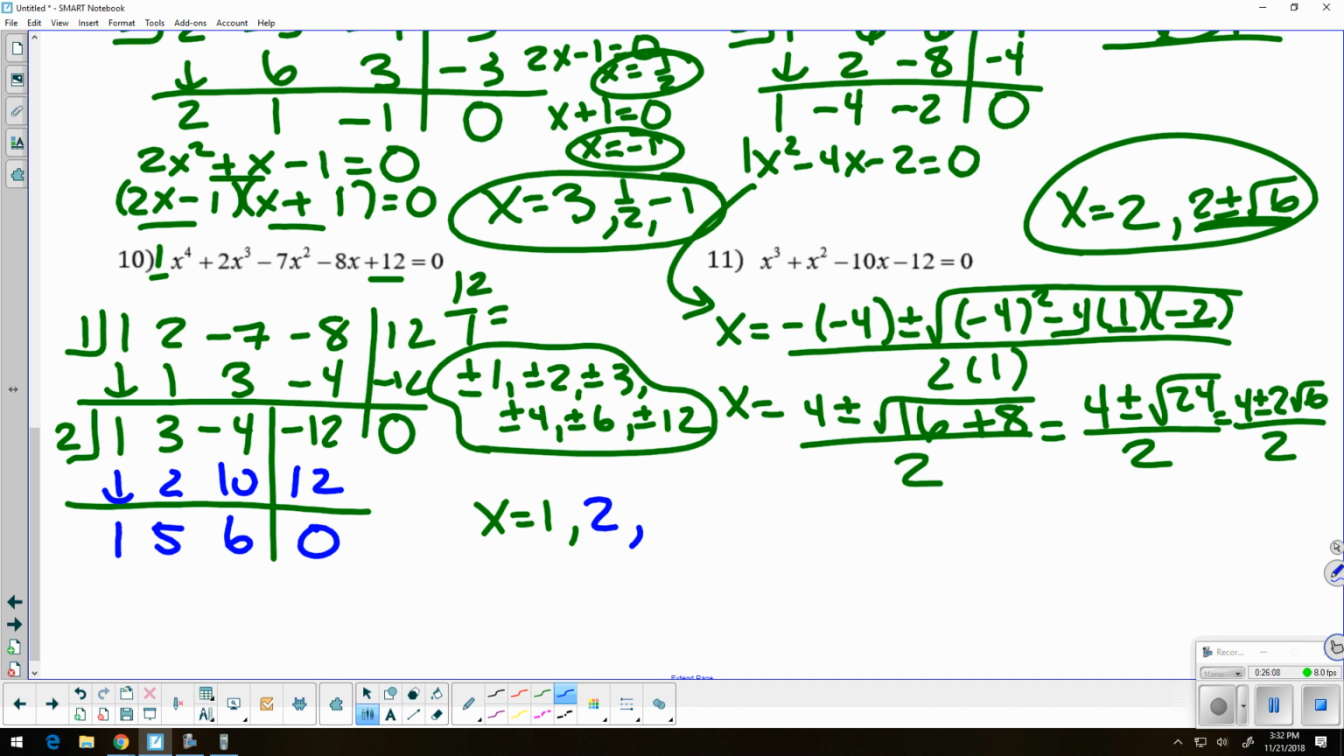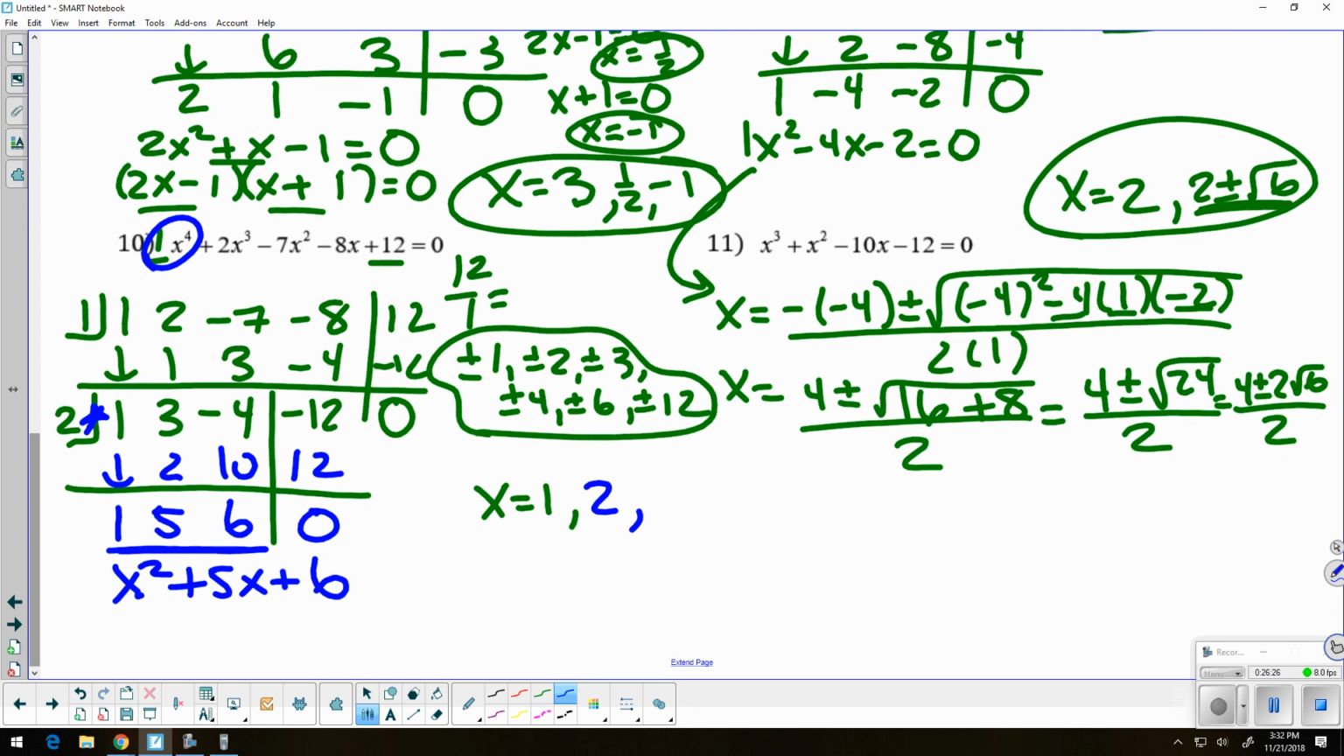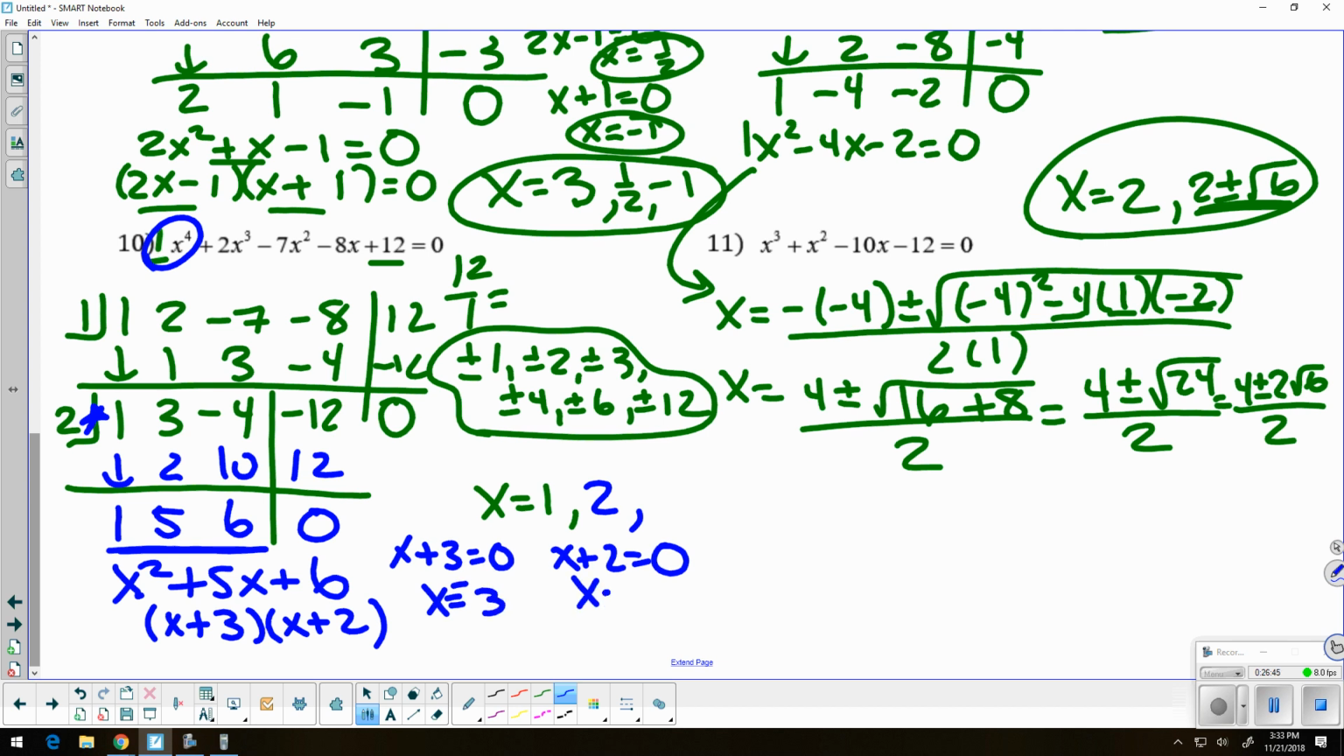Now take what you have left here. Well, we did synthetic twice, so keep that in mind. We started with x to the 4th, so right here, that would have been x cubed. So now I'm down to 1x squared plus 5x plus 6. And now I have to factor and solve for my last remaining answers. So factoring this, what multiplies to 6 and adds to be 5? That's definitely going to be 3 and 2. So 3 times 2 is 6, 3 plus 2 is 5. And now solving for the last ones, set x plus 3 equal to 0, x plus 2 equal to 0, and our last solutions we get x equals negative 3, and x also equals negative 2.